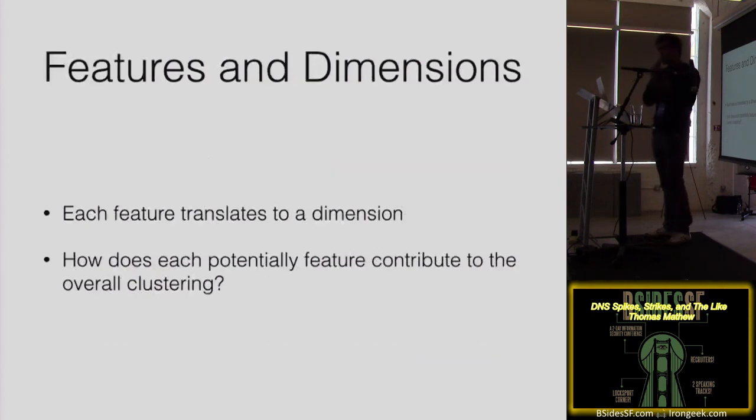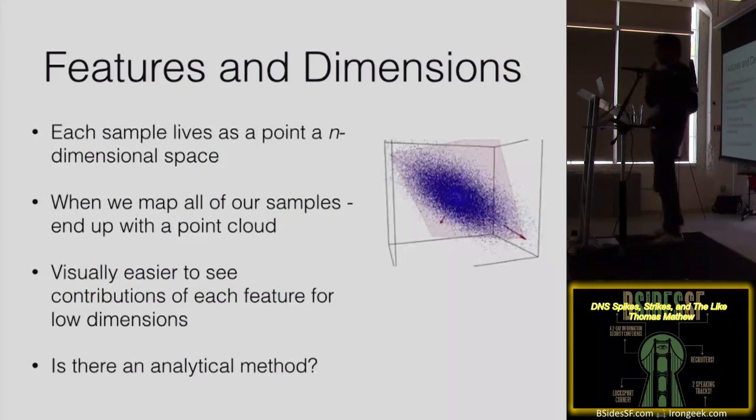So the next question that you want to ask is, how much does each feature help me create my clusters? And this is important because if I have, say, a ton of features, we talked about this problem of dimensionality. So we really want to know that we're getting the most bang for our buck whenever we choose a feature. We can then think about this as the following problem. Each sample or domain lives in what we call an n-dimensional space, and this n-dimensional space is created by essentially the number of features.